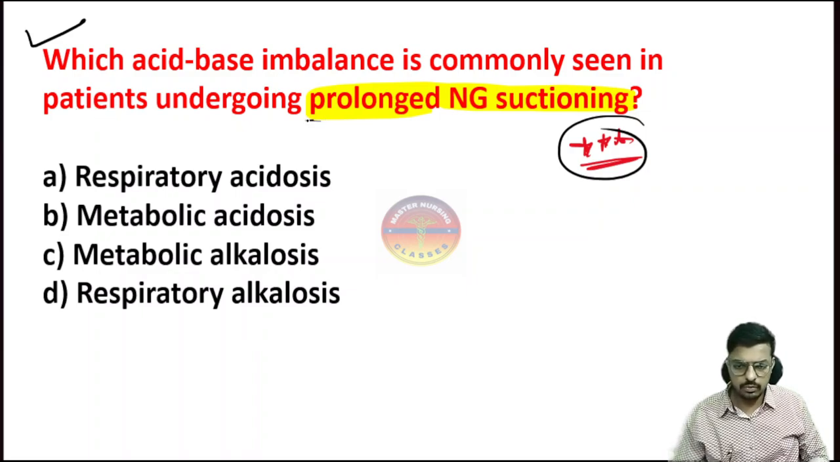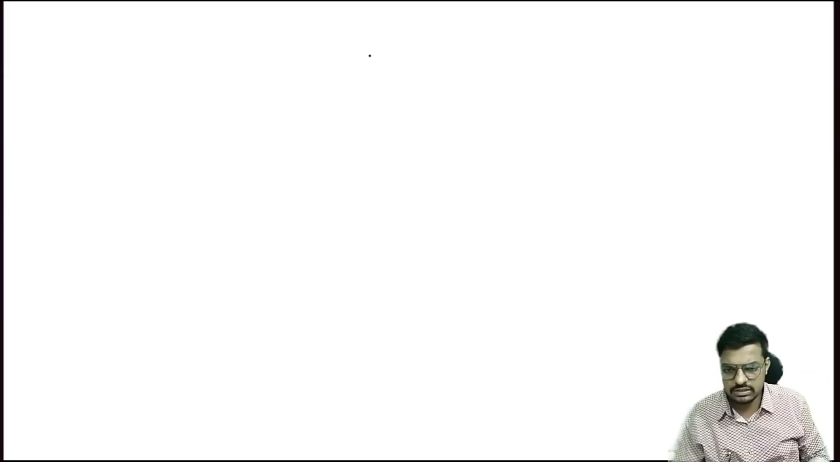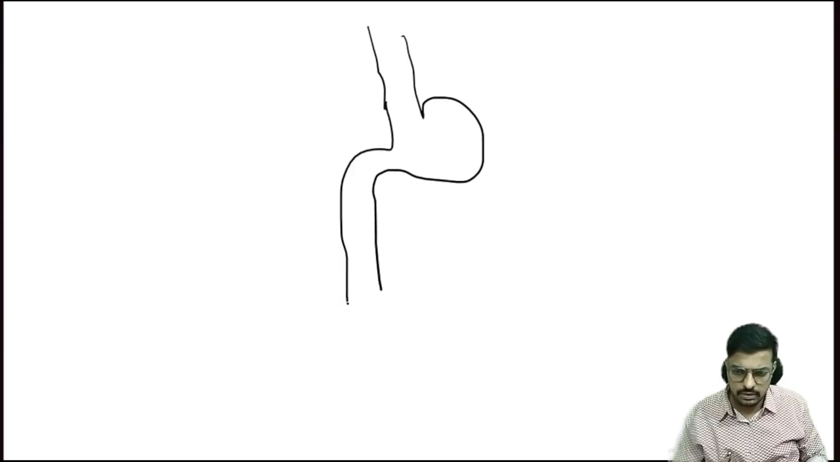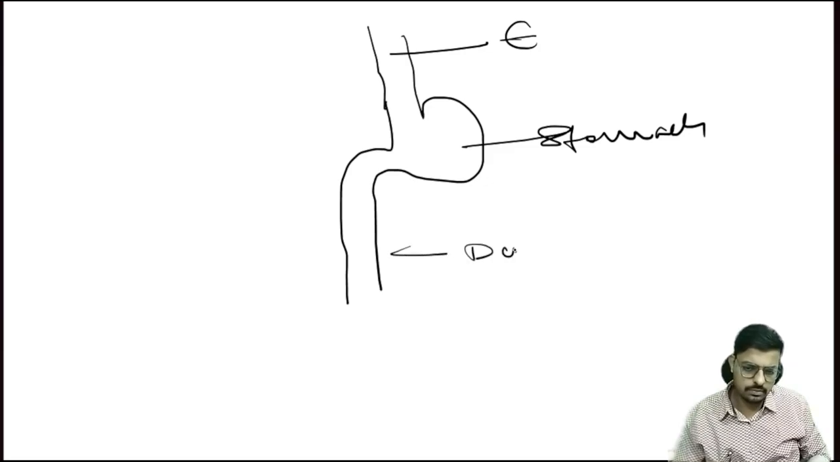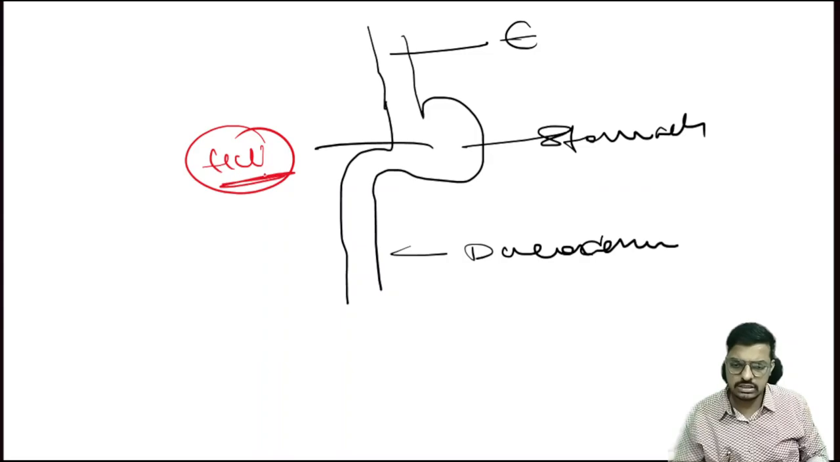So when we do prolonged NG tube suctioning, there is a chance of metabolic alkalosis. How, sir? Let me clear the concept. It is very easy and takes very little time. As all of you know, this is our esophagus, this is the stomach, and this is the duodenum. Just now I told you that the content in the stomach is very acidic.